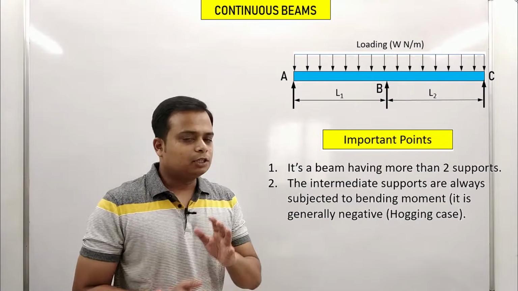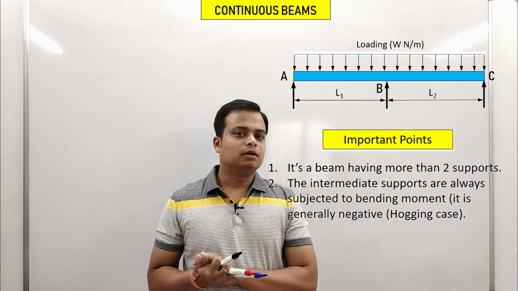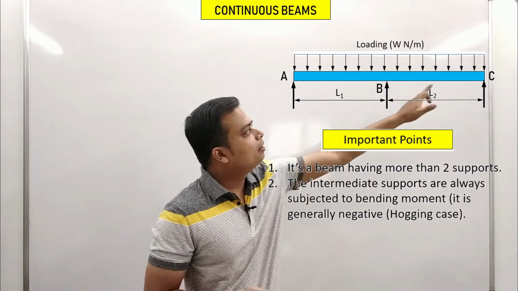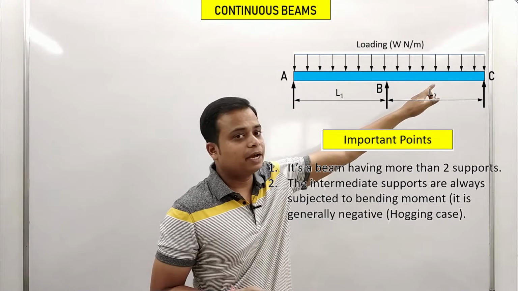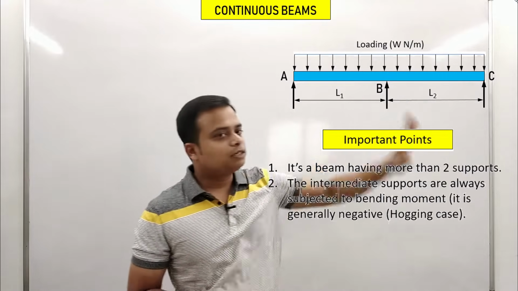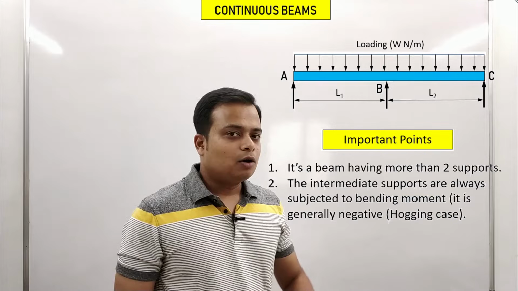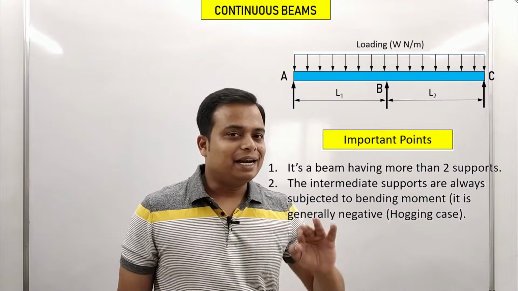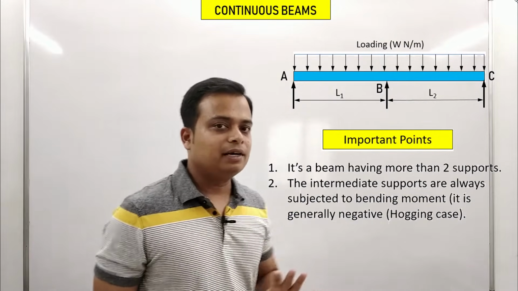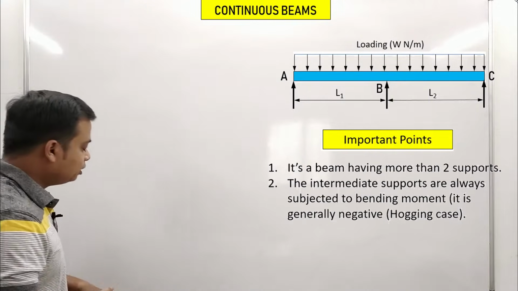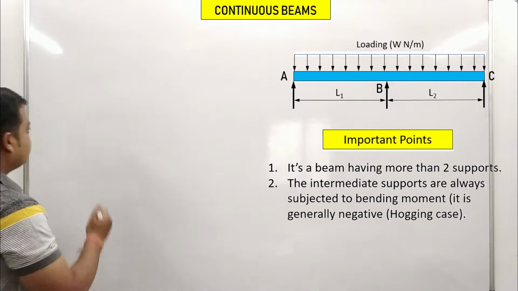Okay. Point number two is regarding the intermediate support. Well, just take a look. A over there, extreme right, that is point C. Intermediate support is point B. Point number two says that always you are going to get a negative value of the bending moment on the intermediate support. Okay, what that essentially means, let me try to demonstrate that.